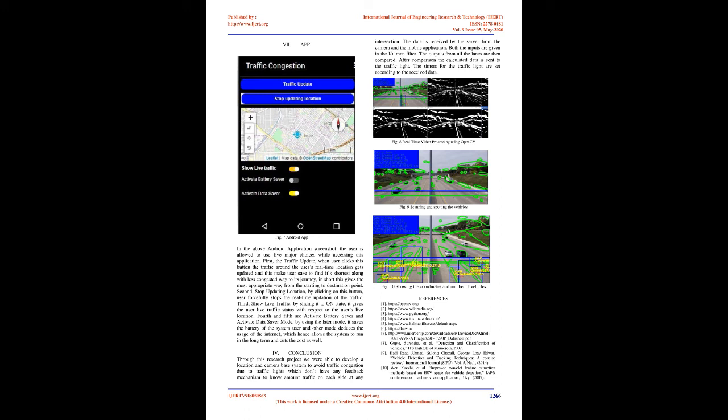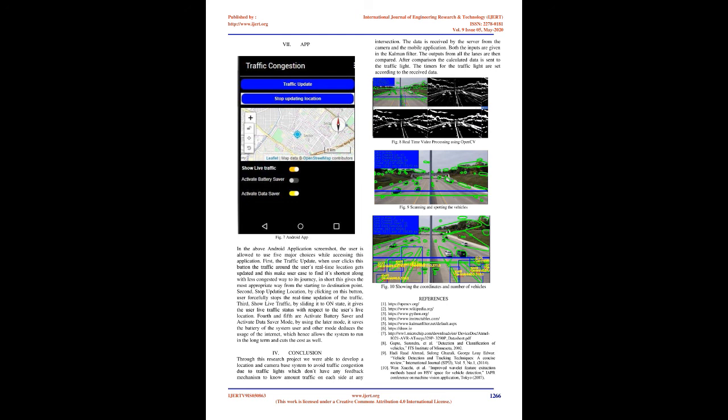Second, stop updating location. By clicking on this button, the user forcefully stops the real-time updating of the traffic. Third, show live traffic. By sliding it to the on state, it gives the user the live traffic status with respect to the user's live location. Fourth and fifth are activate battery saver and activate data saver mode. The former saves the battery of the user's device, and the latter reduces the usage of the internet, which allows the system to run in the long term and cuts the cost as well.